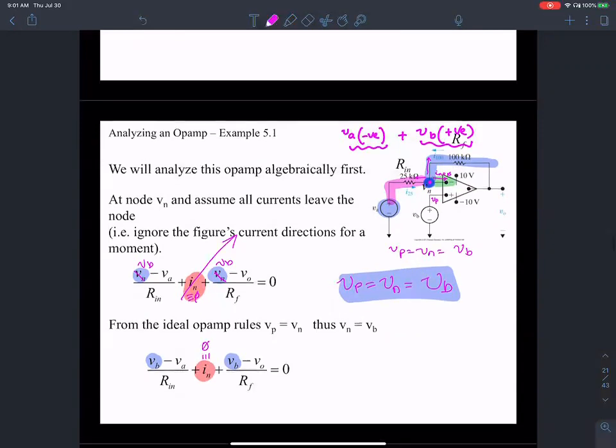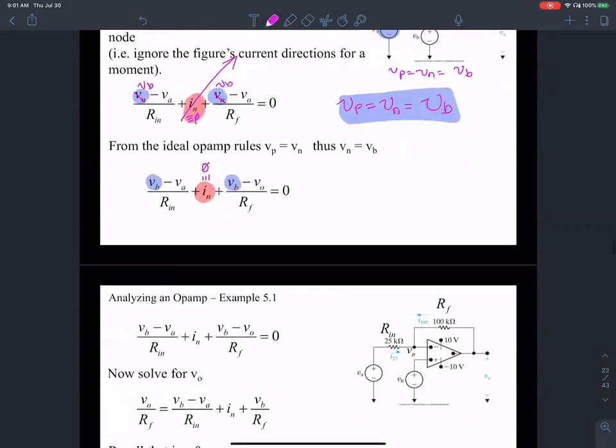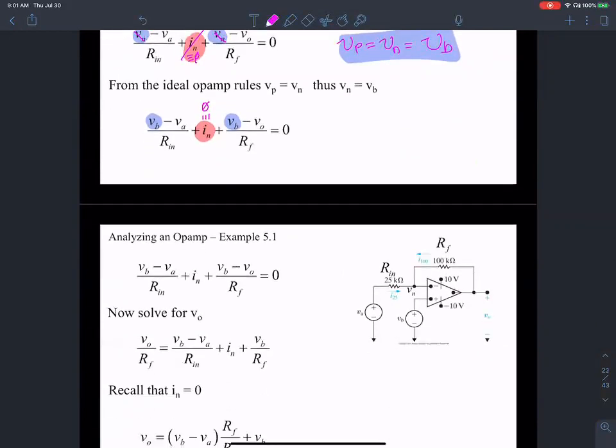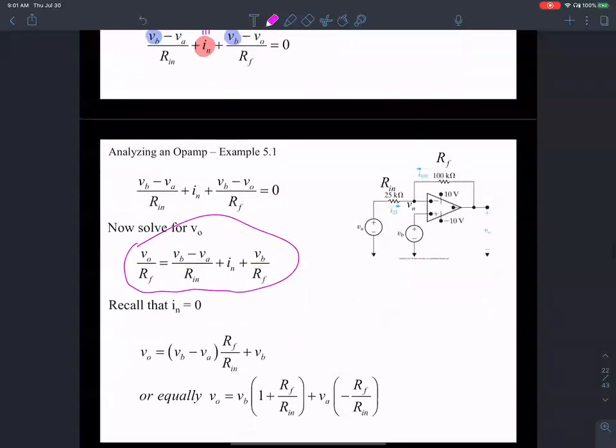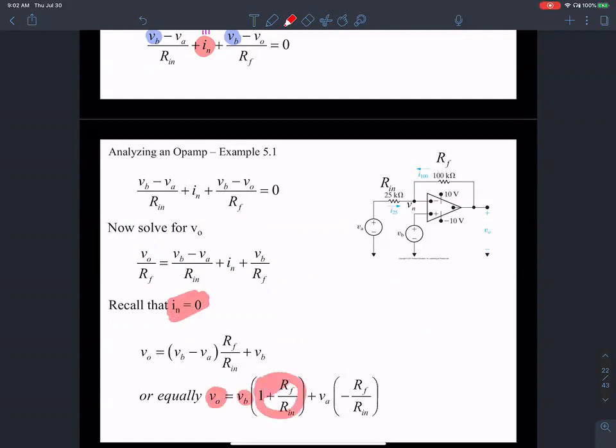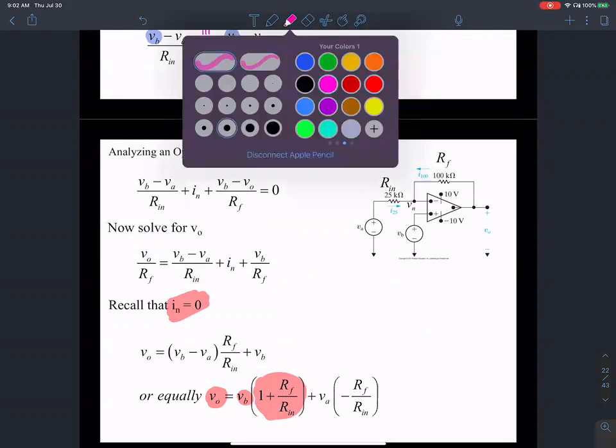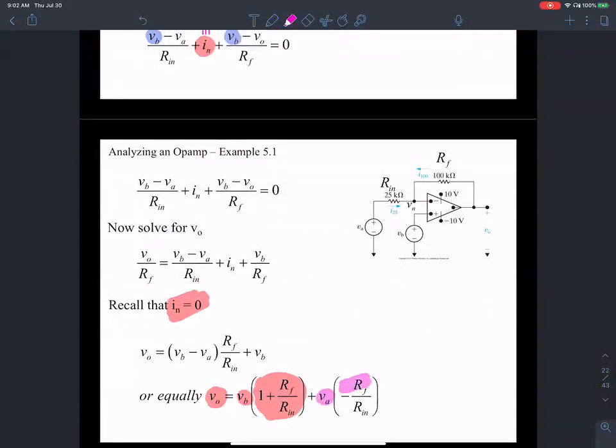Okay, so using that, rearranging the equation. That's all there is to it. Rearrange the equation. I'm surprised I let In stay in the equation for so long. I should have gotten rid of that already. Notice that In is 0, so I can completely get rid of that from the equation. Then V out is going to be Vb times a positive gain plus Va times some negative gain. Does that make sense?